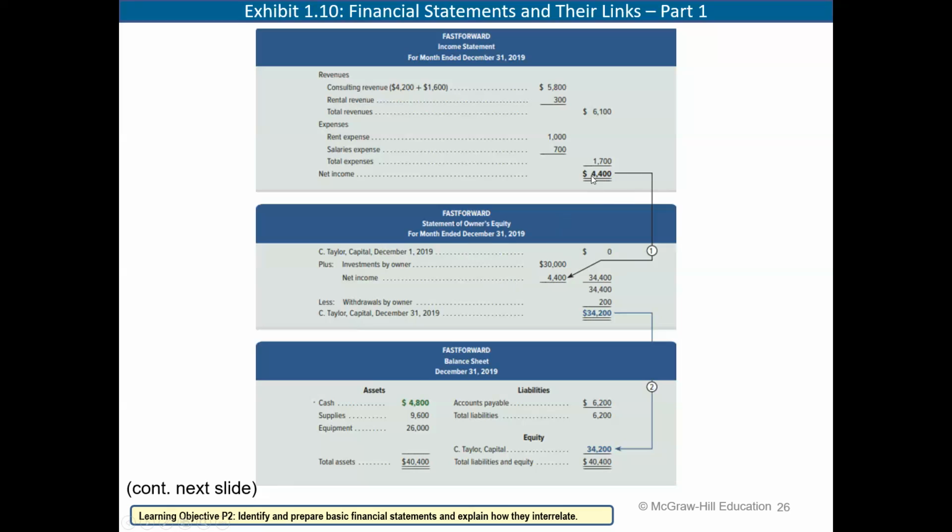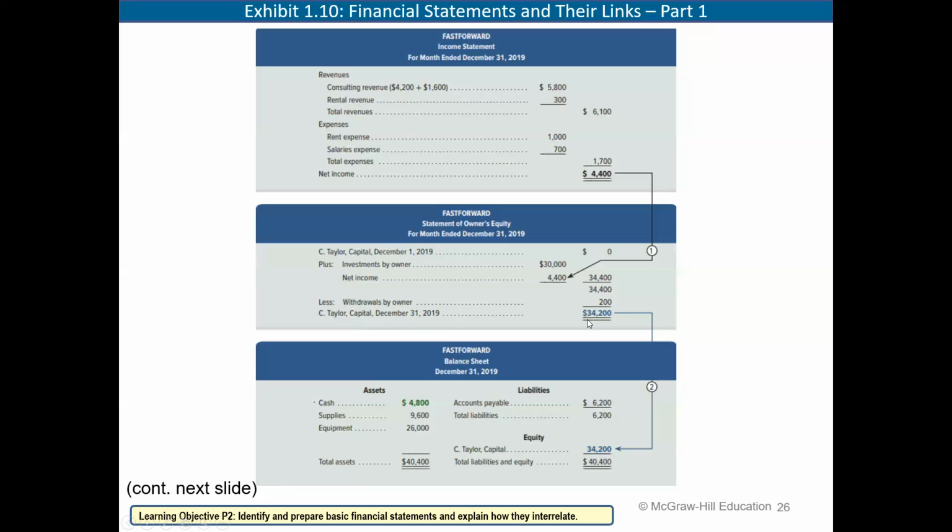The net income that the business earned, you can see that's pulled right off of the income statement. So when you're making these, you need to make the income statement first, so that you have this net income number to put in right here. And so the business has zero to start, plus 30,000 investment, plus 4,400 in net income, minus withdrawals by the owner. The owner pulled out 200.